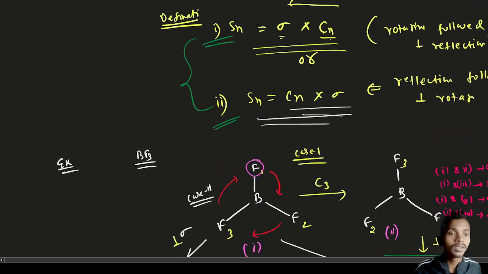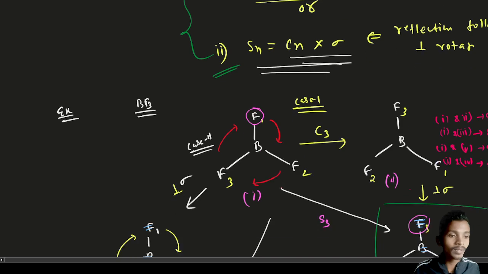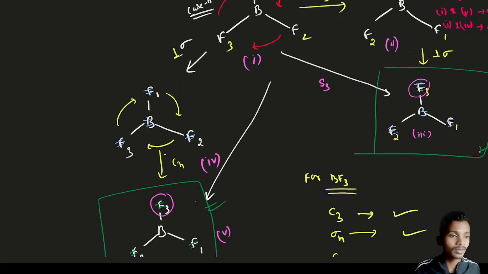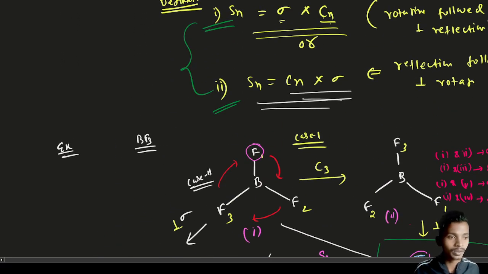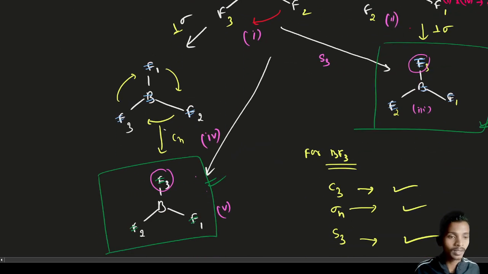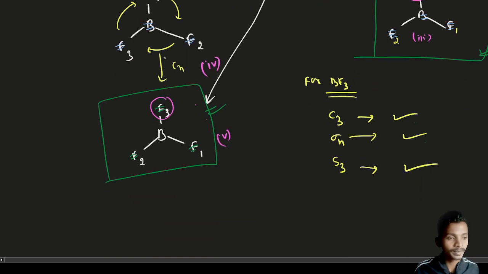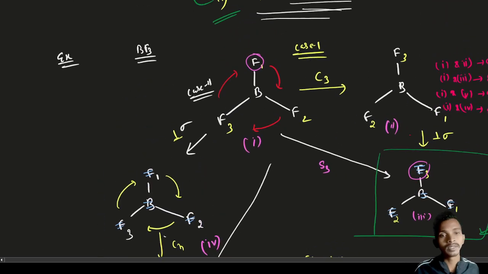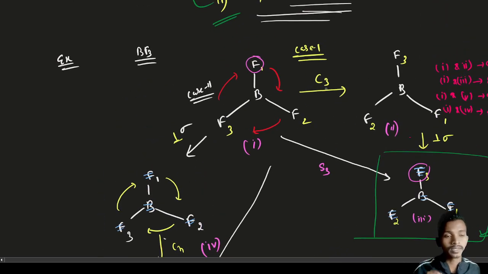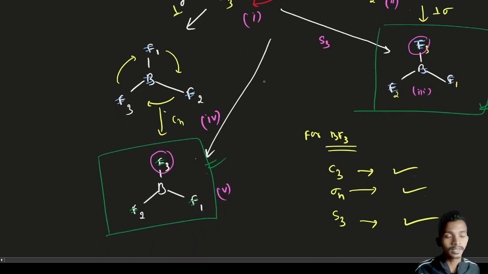So you can do either rotations followed by reflections, or reflections followed by rotations. Rotations followed by perpendicular reflections, or perpendicular reflections followed by rotations. Both will give you the same product, the same result. Here I observed that for BF3 molecules, C3 is present, sigma h is present, and S3 is present. So you understand what we mean by an improper axis: both rotation and reflection are combined, and they give the product that is the S3 axis.